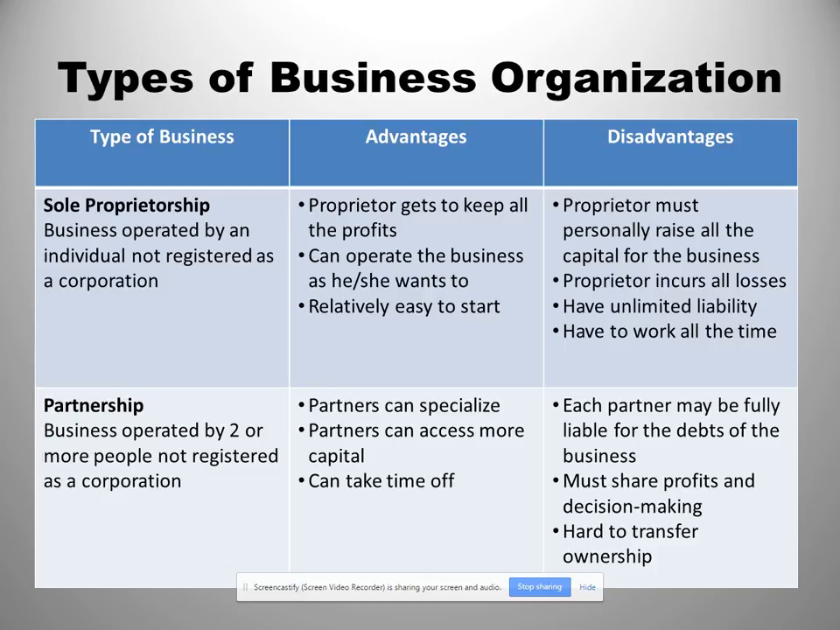Three people are partners, and one wants to retire. He's got to find somebody who wants to buy his partnership, and the two other partners have to agree to that. It's kind of messy.